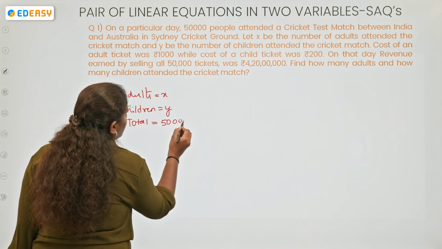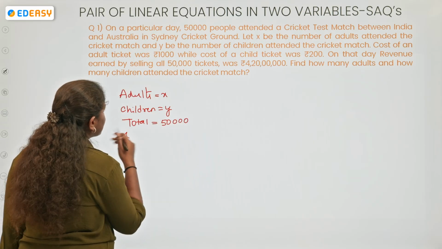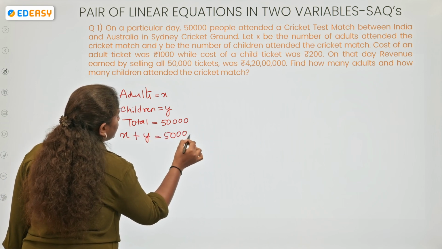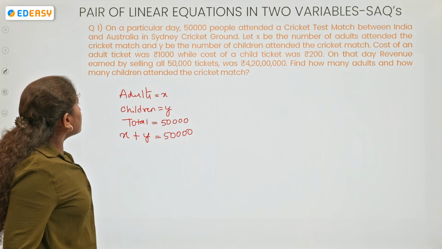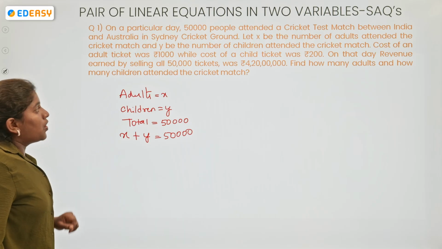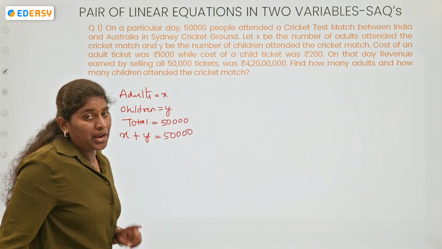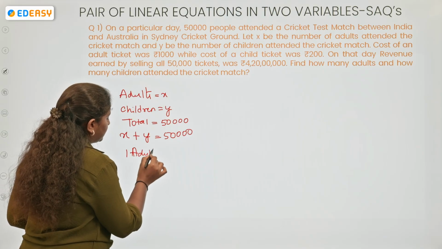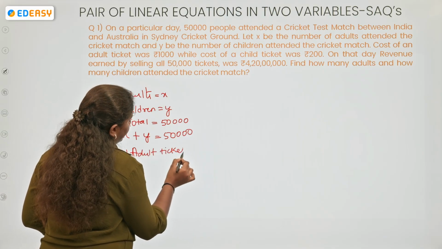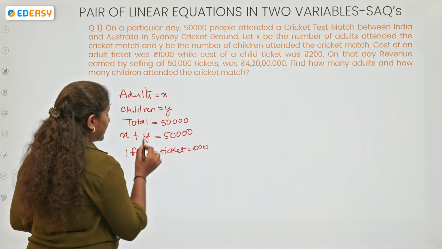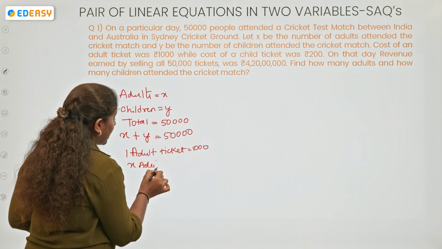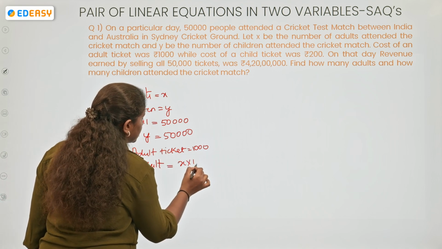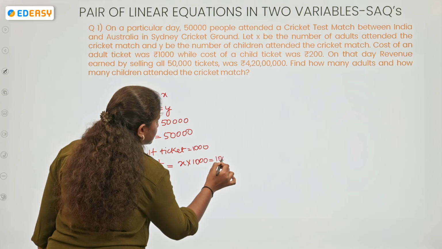And total they gave as 50,000, right? What is this 50,000? That is nothing but the sum of adults and children. That is X plus Y equals 50,000, right? Next, the cost of one adult ticket was 1,000 while the cost of a child ticket was 200. Okay, so the cost of one adult ticket is 1,000, right? Then for X adults, because we have X number of adults, that becomes X into 1,000, which is 1,000X.